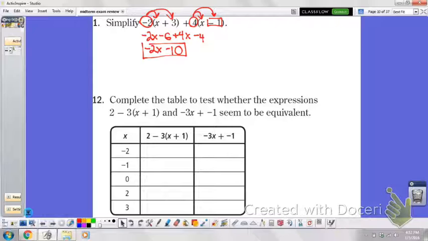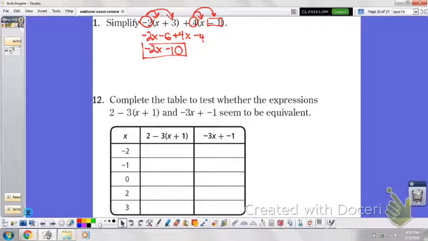For the next problem, we're going to complete the table to test whether the expressions 2 minus 3 times the quantity of x plus 1 and -3x plus -1 seem to be equivalent. So to do that, I'm going to take my x values and substitute them into my expression. And then I'm going to look at whatever I get here, and that'll tell me whether or not these expressions are equivalent.